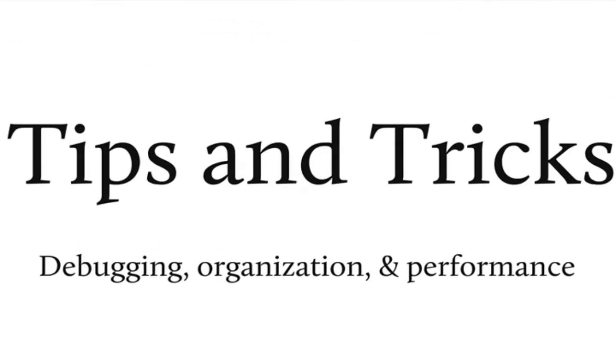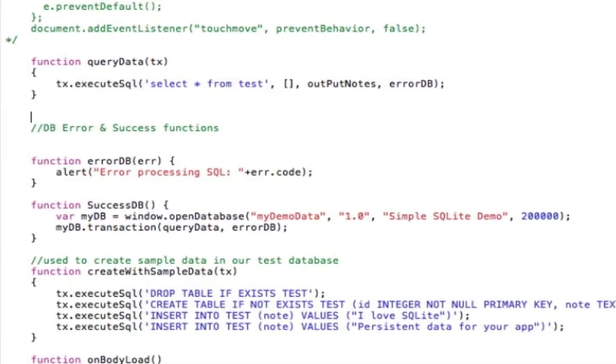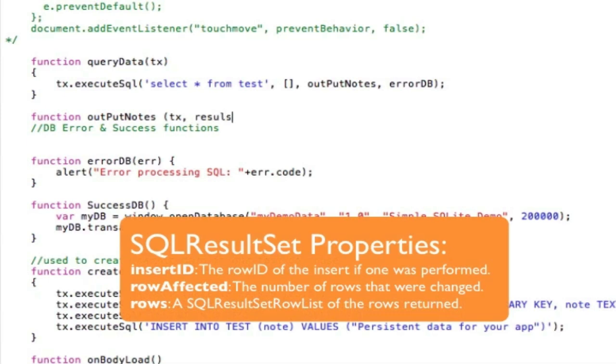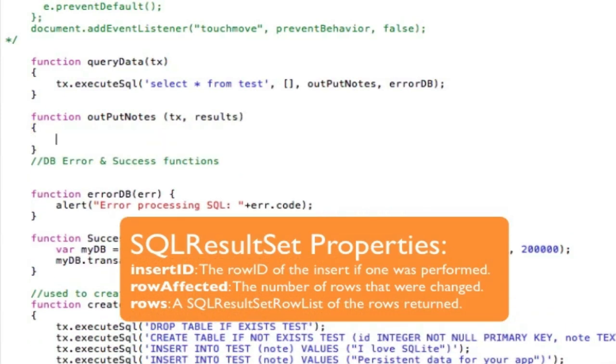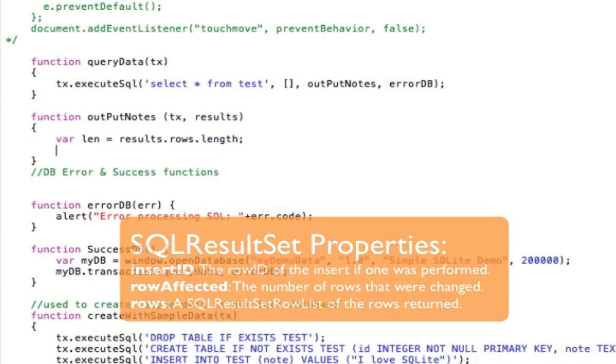Now we'll write output notes to handle the results. This function takes the transaction and a SQL result set as arguments that are automatically passed to it from the execute SQL command. The SQL result set passed into this function contains three properties. First is the insert ID. This is the row ID of the insert if one was performed. Rows affected. This is the number of rows that were changed as part of the execute SQL command. Rows. This is the actual row data in the form of a SQL result set row list that was returned.